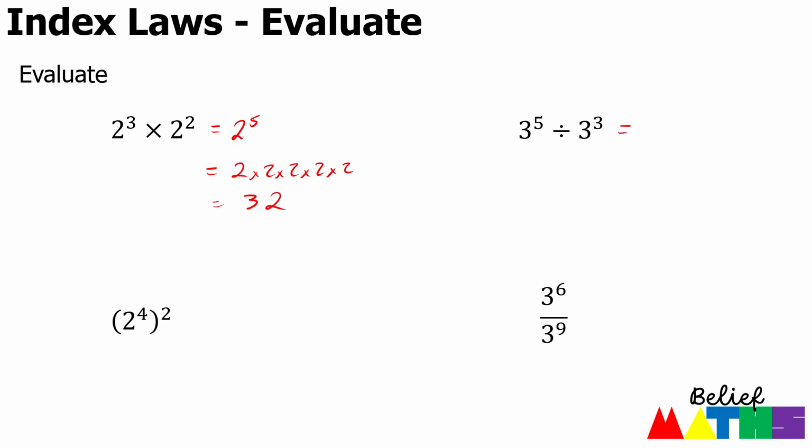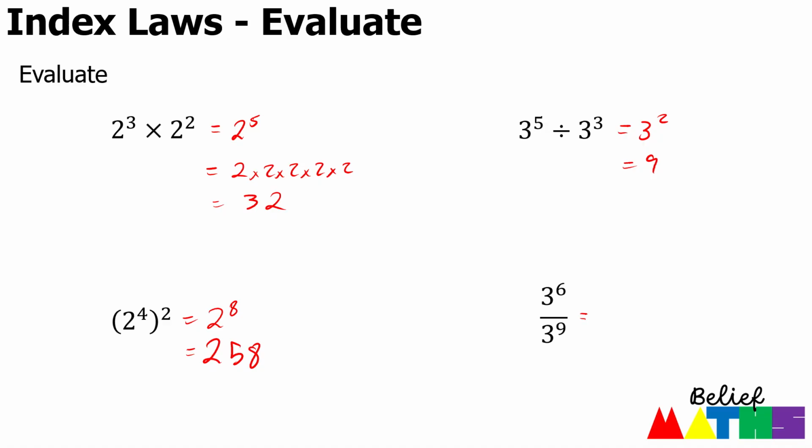Same idea with the next one. You get 3 squared, which is 9. Again, we're having to work out the answer. This one we get 2 to the 8. Again, just doing that 2 times 2 times 2 times 2. So that was 32, 64, 128, 256. So 2 to the 8 is 256 because we're doubling each time.